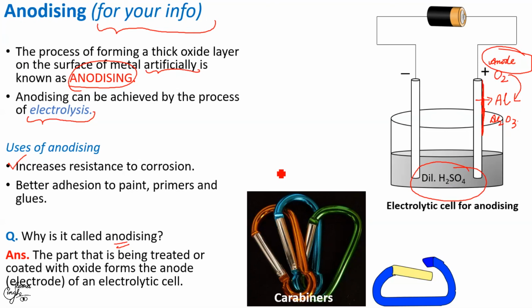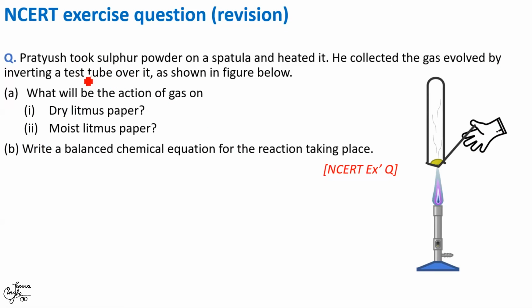I will wind up this video with an NCERT exercise question which says, Pratyush took sulphur powder on a spatula and heated it. You can see here, this is sulphur powder, it's being heated. He collected the gas evolved by inverting a test tube over it, as shown in this figure. What will be the action of gas on number 1, dry litmus paper, number 2, moist litmus paper? We also have to write a balanced chemical equation for the reaction taking place.